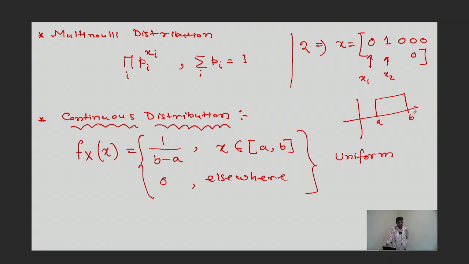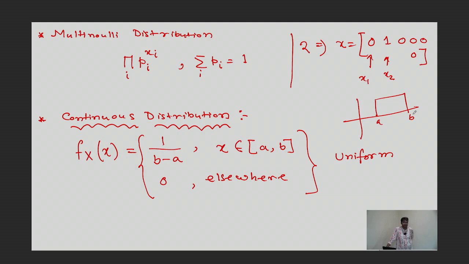What is the mean of uniform? Integration of x fx dx. This 1 by b minus a will come outside, and integration of x dx will become x square by 2. X square will become b square minus a square, which is b plus a by b minus a. B minus a will cancel out. So b plus a by 2 or a plus b by 2.